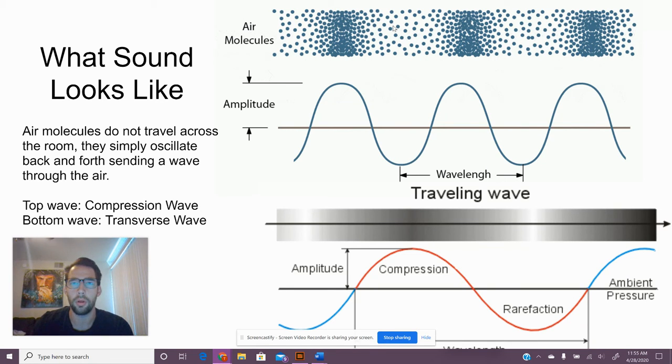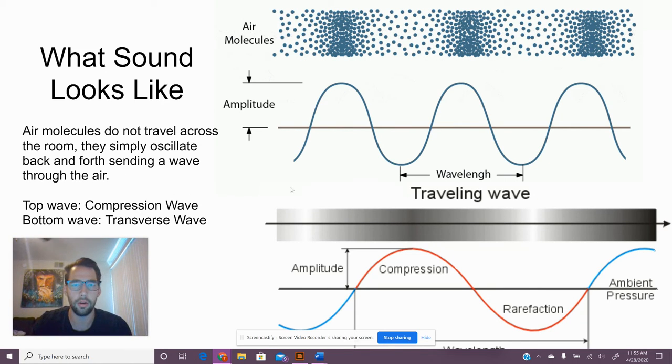The air molecules are not moving through the air all the way to the other person's ear, whoever's listening. What's happening is these air molecules are oscillating back and forth in space, and when they do, they create these areas of low pressure and these areas of high pressure. This type of wave is going to be a compression wave.